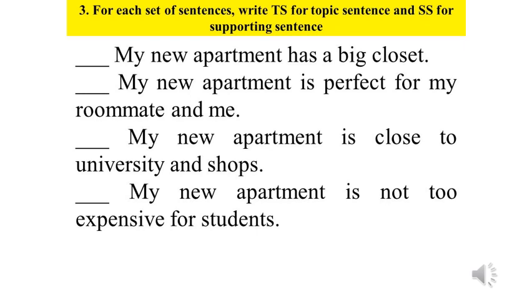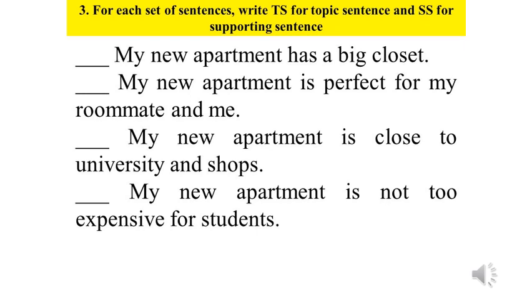Okay, dear students, look at these examples or sentences and try to find which is the topic sentence and what are the supporting sentences for it. Let's read the first one. My new apartment has a big closet. My new apartment is perfect for my roommate and me. My new apartment is close to university and shops. My new apartment is not too expensive for students. Try to find the topic sentence. Which is the topic sentence?